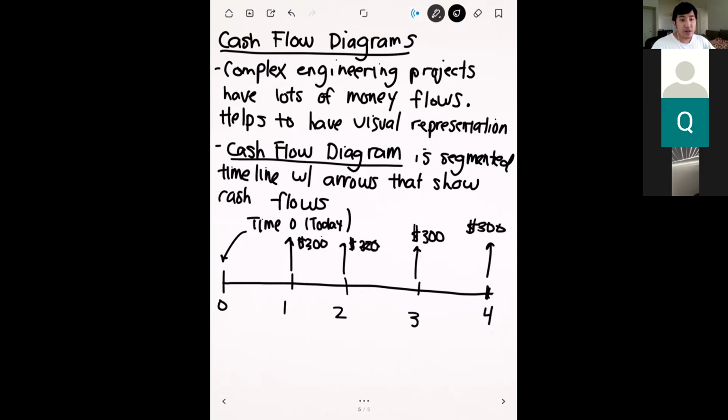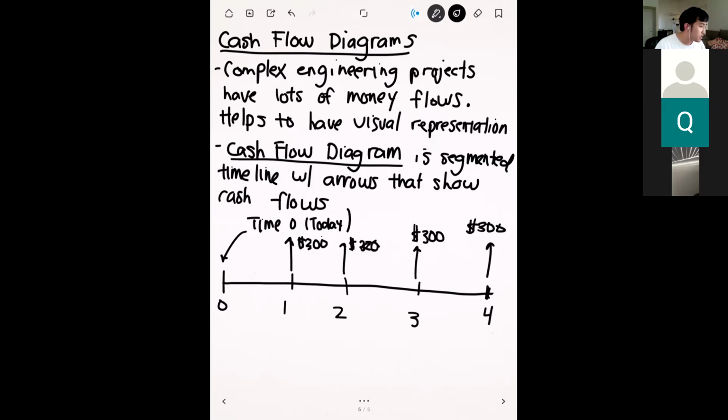What you'll notice is that every time I drew an arrow, it's at one of the segments. You can have cash flow diagrams where cash flows happen in the middle, but that's usually a little too complicated. So we're going to assume that every cash flow occurs at the end of a period, at segments 1, 2, 3, 4, however many you have. Okay, so those are the benefits.